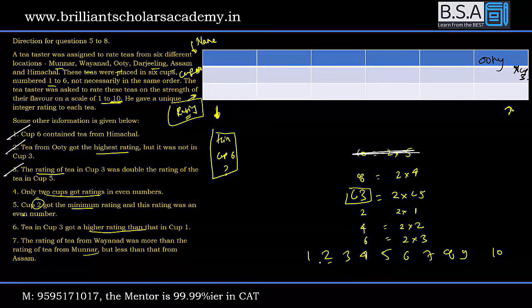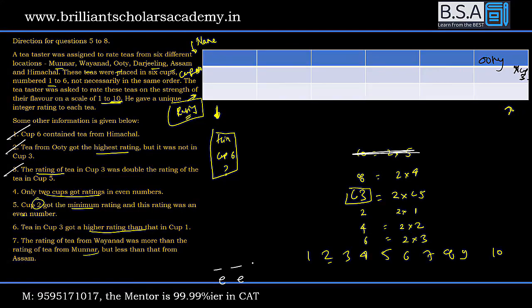There are how many numbers? There are 10 numbers. There are going to be 2 numbers even, and there are going to be 1, 2, 3, 4 numbers odd. Cup 2 got the minimum rating, and that was an even number. So that tells me this is cup 2.